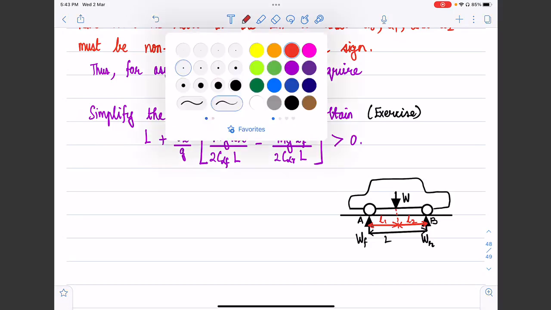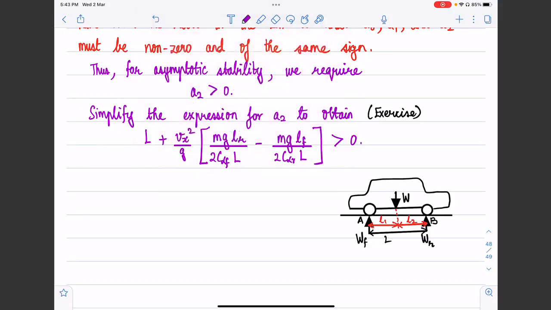Now why did I draw this? Consider the vehicle to be at rest. We just want to simplify this expression a little bit further.